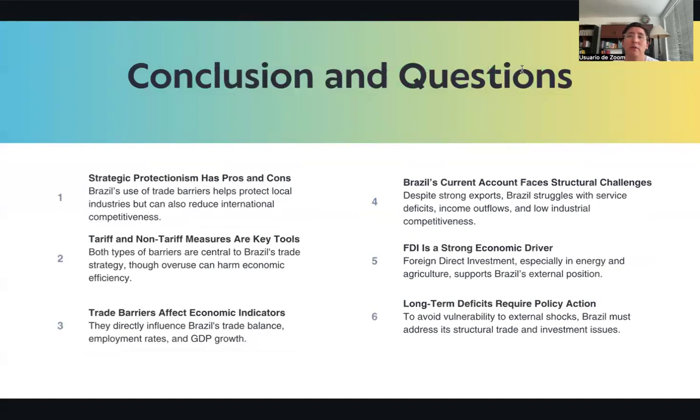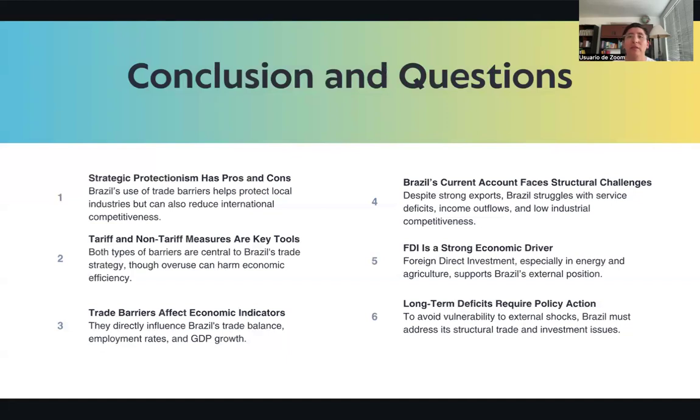In conclusion, Brazil's use of trade barriers has both benefits and drawbacks. While these measures protect strategic industries, they can also weaken the country's international competitiveness. Tariffs and non-tariff barriers remain essential tools in Brazil's trade policy, but excessive use can slow economic efficiency.